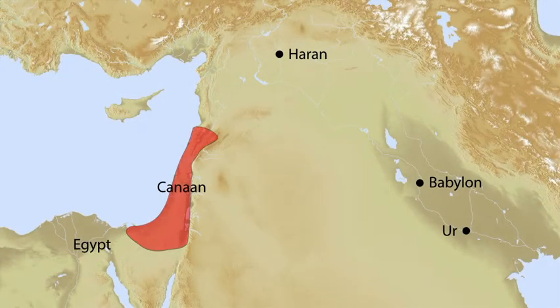He left Ur, but he was only partially obedient, for he took his father Terah and Lot with him, and instead of going to Canaan, they settled in Haran, probably because of his father Terah.